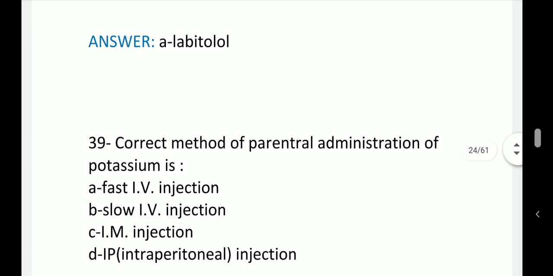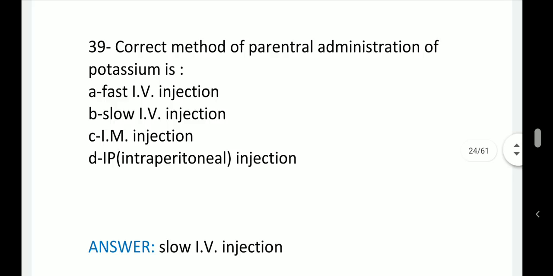Question number 39. Correct method of parenteral administration of potassium is option A, fast IV injection. Option B, slow IV injection. Option C, IM injection. Option D, IP, intraperitoneal injection. Answer is option B, slow IV injection.